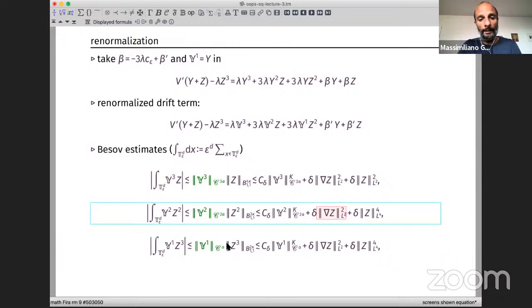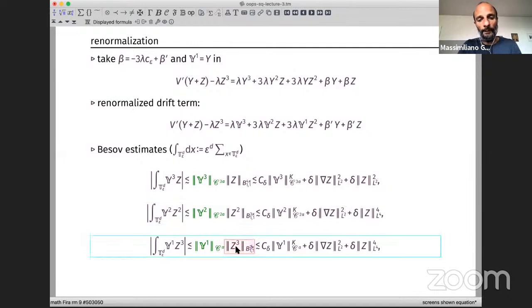Because the most difficult term to control is this one, because you see it's already Z to the cube in an L1 space. So you need at least L3, and then you also need some regularity. So you have to interpolate L4 with L2, because in the L2 you have the regularity. Among all these estimates this is the trickiest one, but it's just a theorem about control of interpolation theory, meaning that this space can be bounded by controlling these two norms.